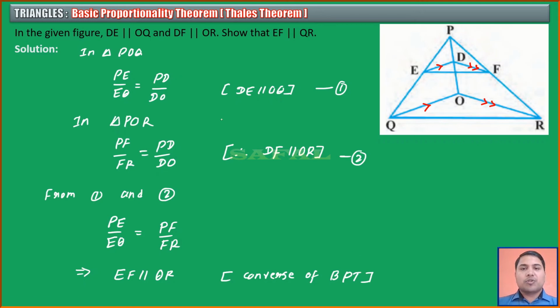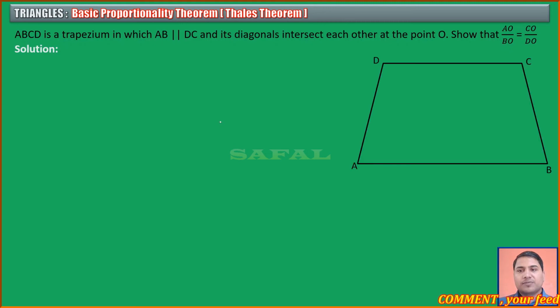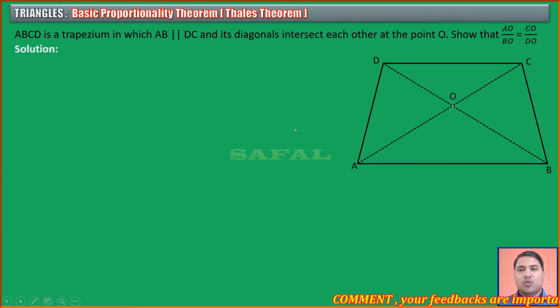So let's take up one more question. It's a very good question. ABCD is a trapezium in which AB is parallel to DC and its diagonals intersect each other at point O. Prove that AO by BO is the same as CO by DO. So let's take up a trapezium ABCD. I have taken it. Let's connect the diagonals. So AC and BD are connected. The point of intersection is O. Now what we need to prove is that AO by BO should be the same as CO by DO.